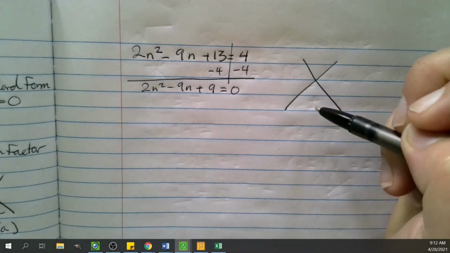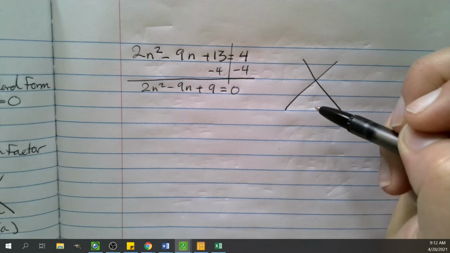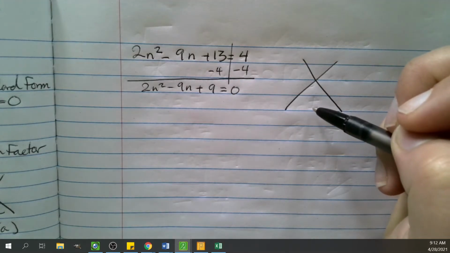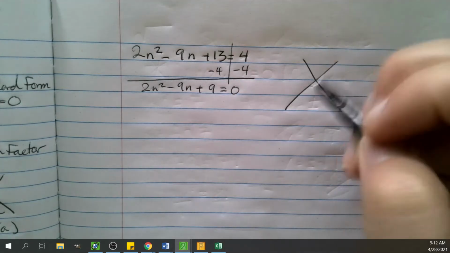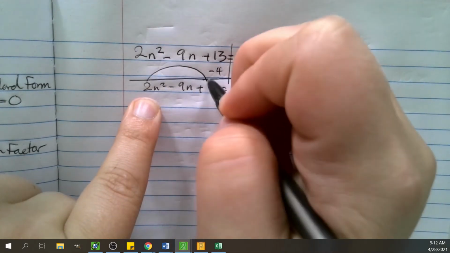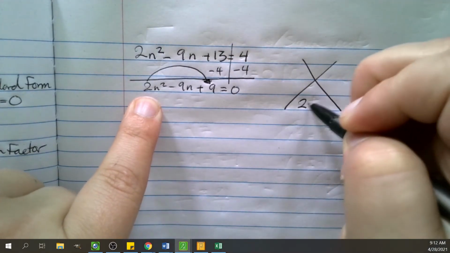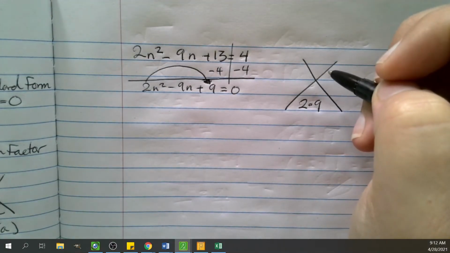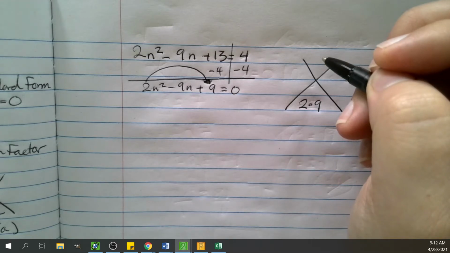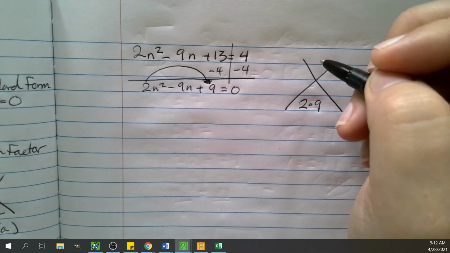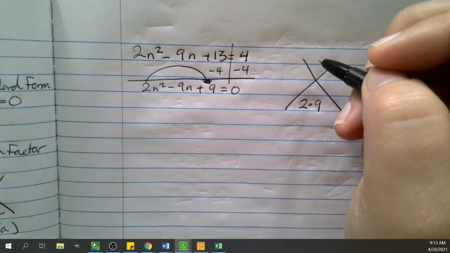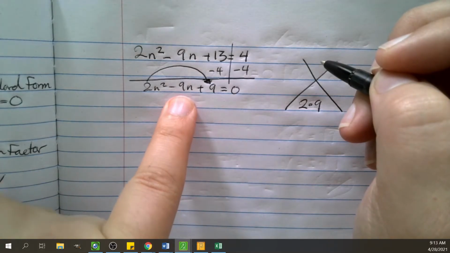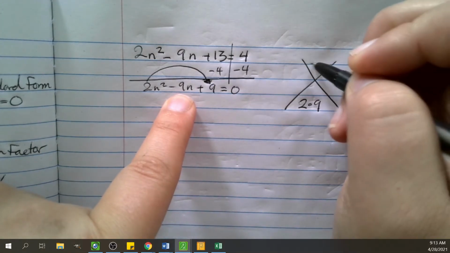What goes in the bottom? Caesar, can you help him out? 2 times 9. The front number multiplied to the end number. Moses, can you tell me what goes in the top? What number goes in the top? Pardon? Yeah, it's always the middle number.